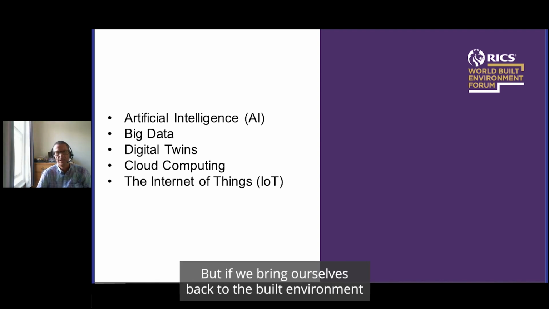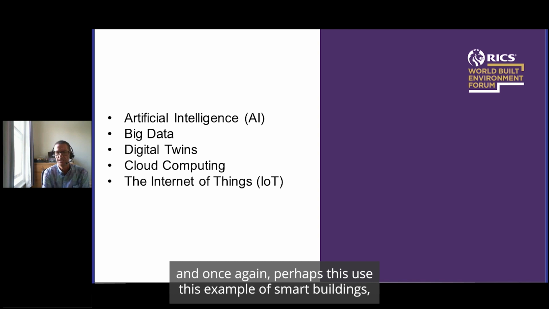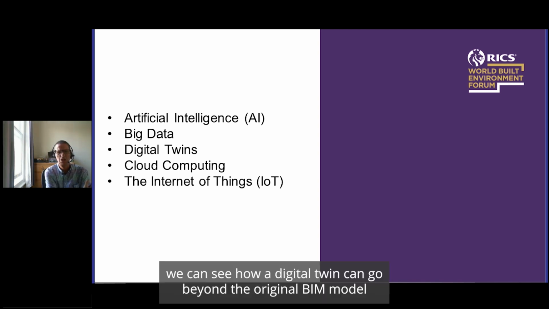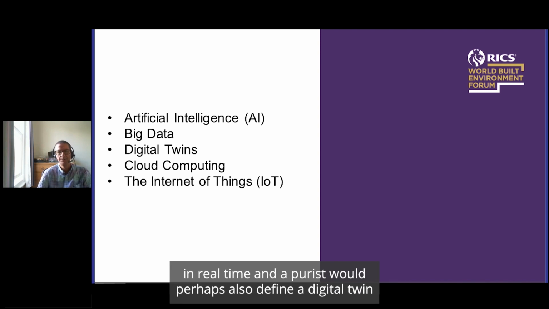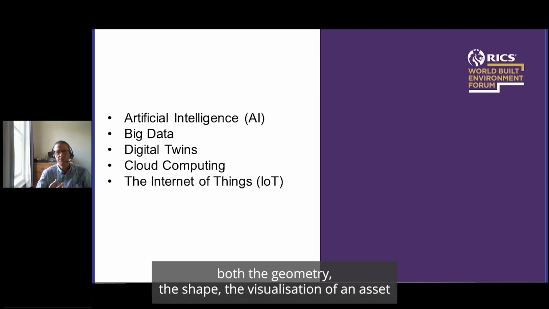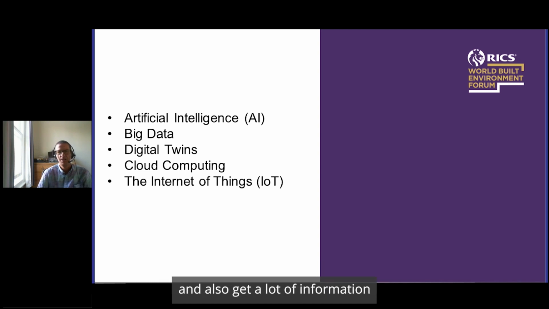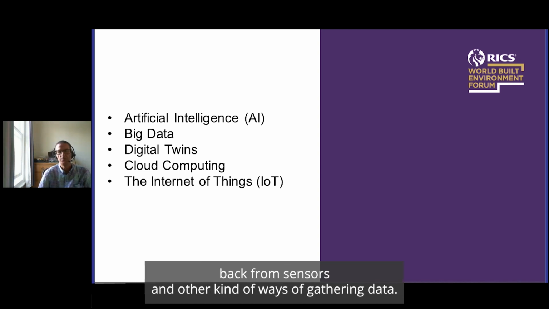But if we bring ourselves back to the built environment, and once again use this example of smart buildings, we can see how a digital twin can go beyond the original BIM model to give you a very strong visual indication of how an asset is performing in real time. And a purist would perhaps also define a digital twin as having not only the ability to record in digital form the geometry, the shape, the visualization of an asset, but also to get a lot of information back from sensors and other ways of gathering data.